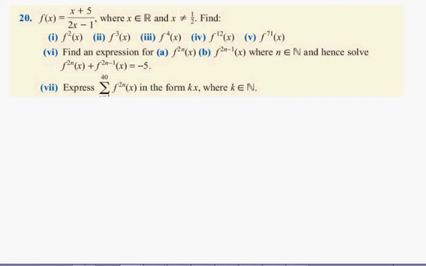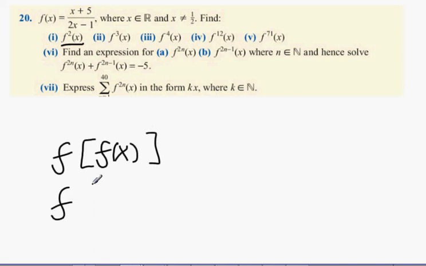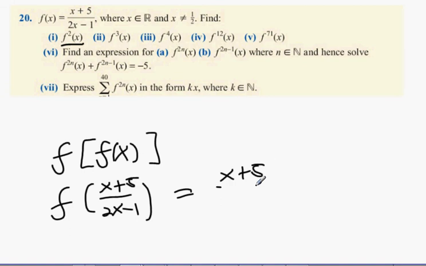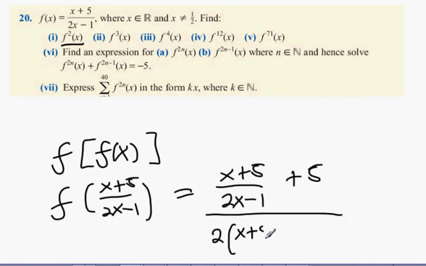Now, upon completion of this, what I ask you to do is f2 of x. This means f after f of x. It means do the f function twice. Do the f function of x plus 5 over 2x minus 1. Now do you know what this means? Anywhere I see an x, I have to replace it with x plus 5 over 2x minus 1 plus 5, and then I have another fraction underneath which says 2 times x plus 5 over 2x minus 1 minus 1.